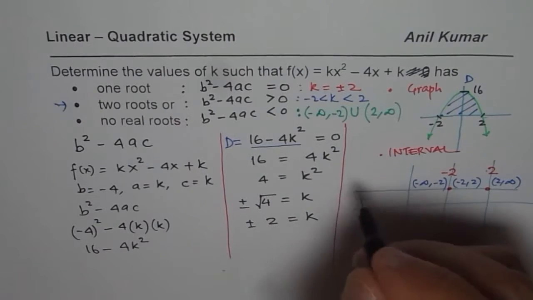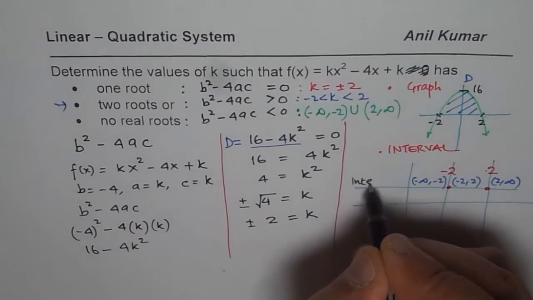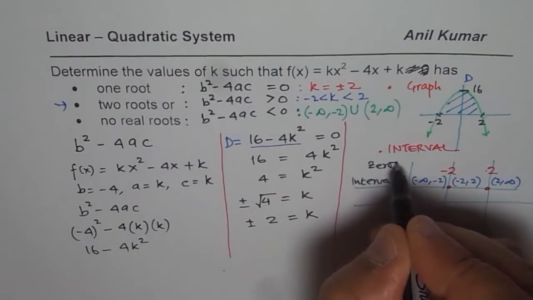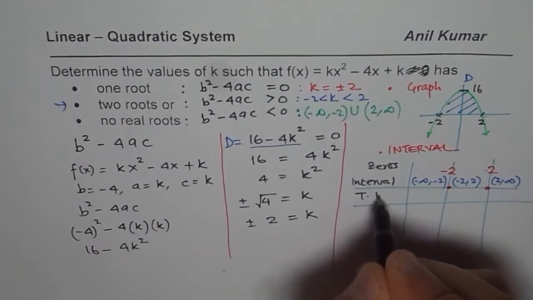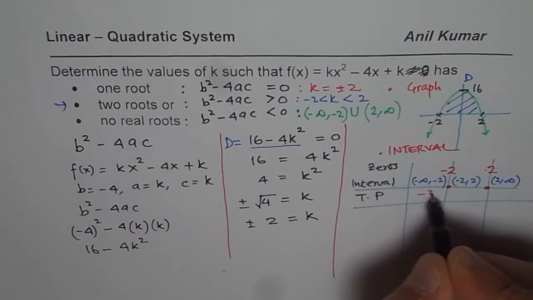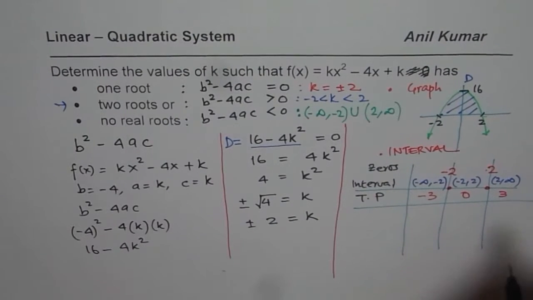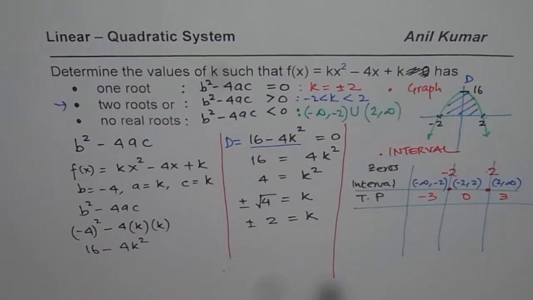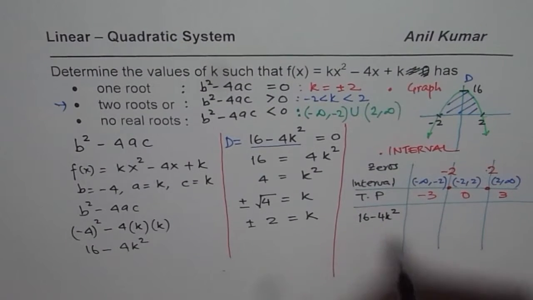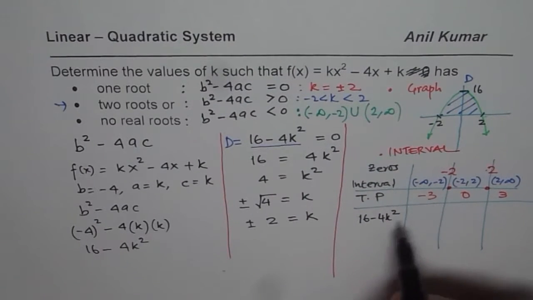Now within these intervals, you have to consider a test point, right? So let me write down interval here. These are my zeros which I wrote earlier. Then I am writing test points, right? So a good test point from minus infinity to minus 2 could be minus 3, 0 and 3, right? So now you substitute the test point in your function, which is 16 minus 4k square, correct? So these are the values of k.